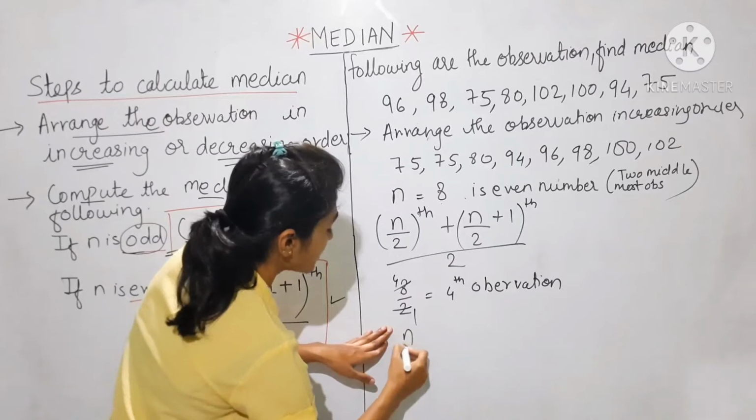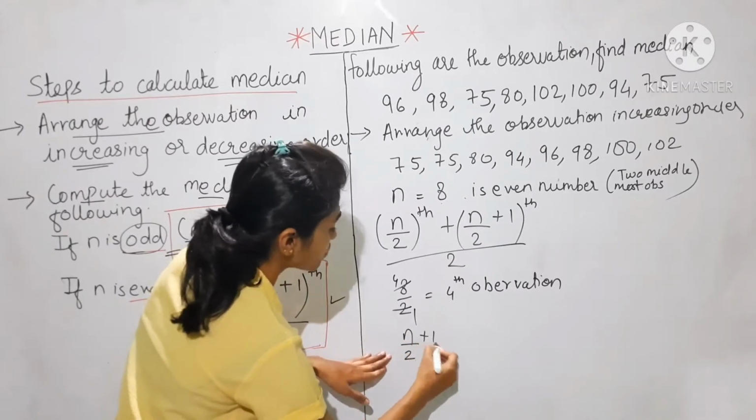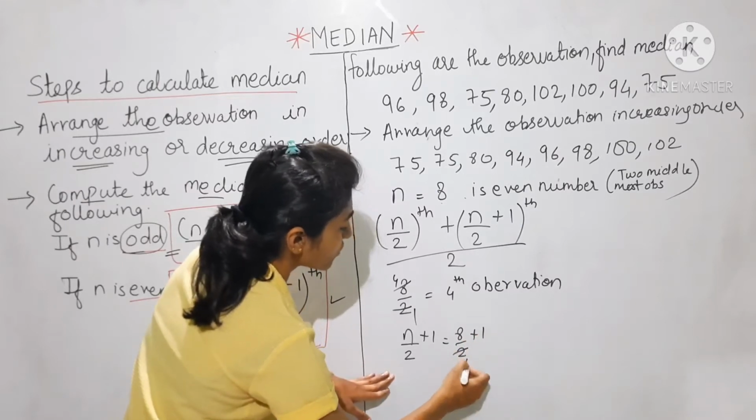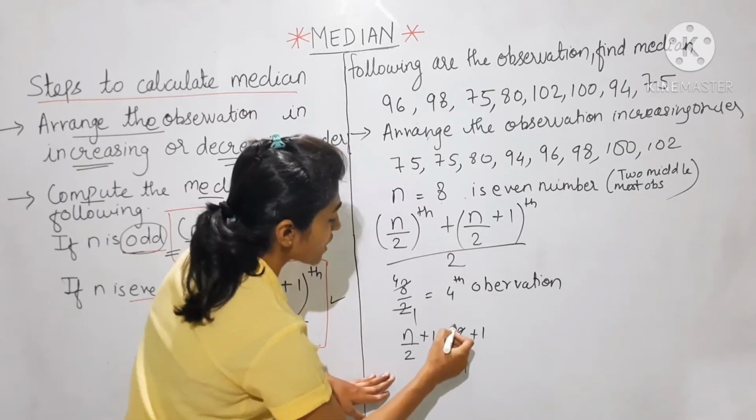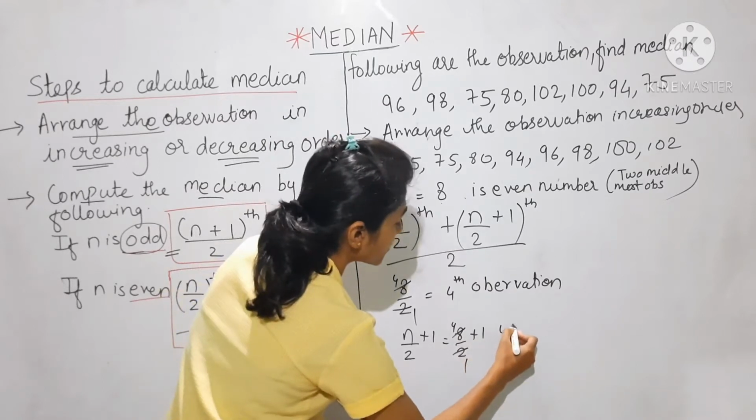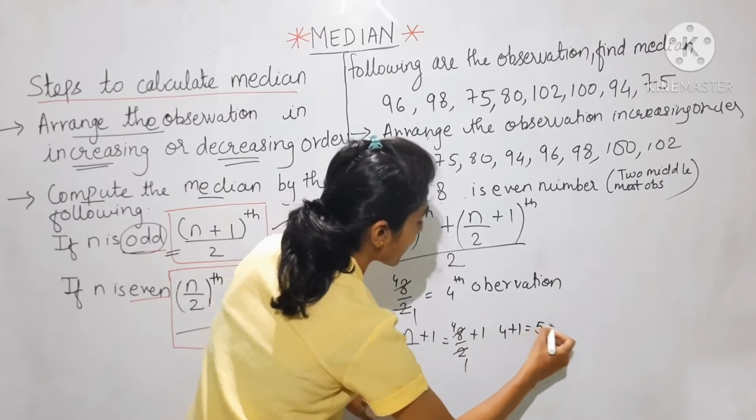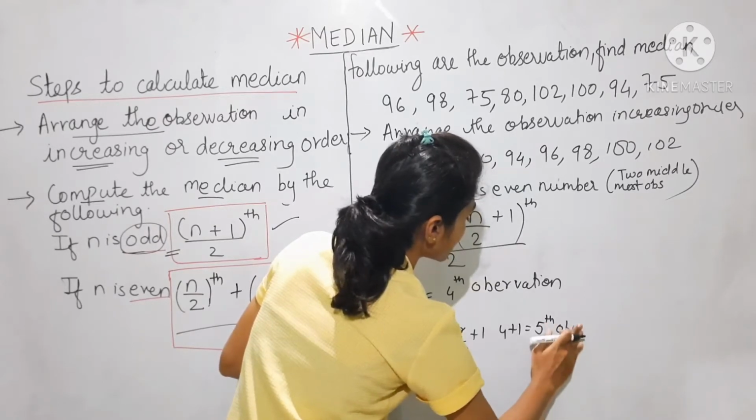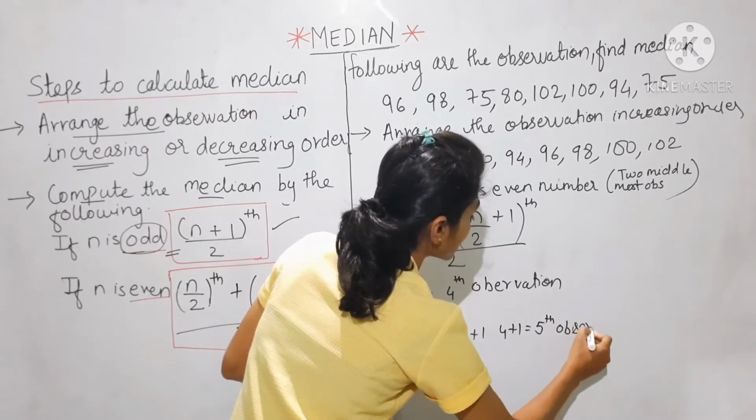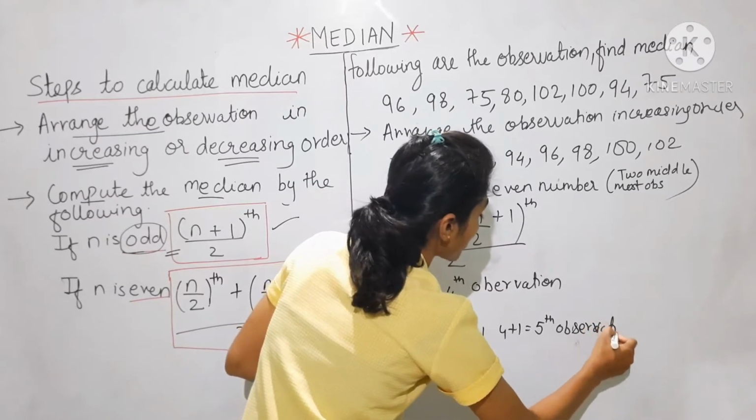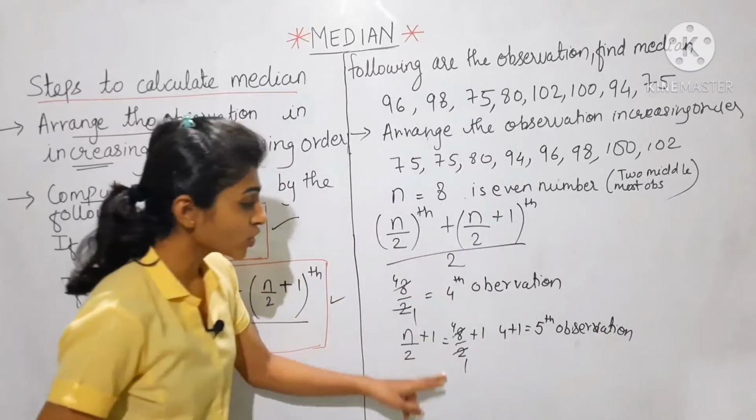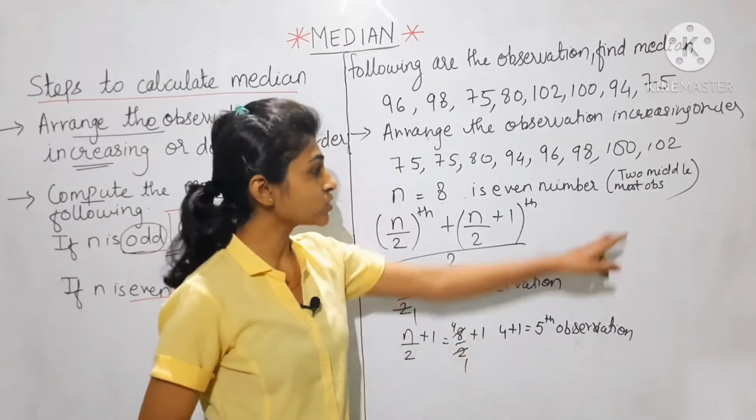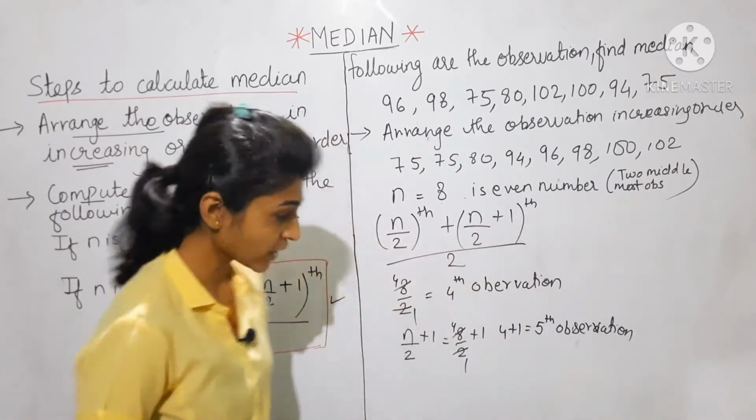Next is n upon 2 plus 1. So 8 upon 2 plus 1. So 2 ones are 2, 2 fours are 8. So 4 plus 1 is equal to 5. That means fifth observation. Okay, so now we have got 2 observations, fourth observation and fifth observation, that is what? Middlemost observation.